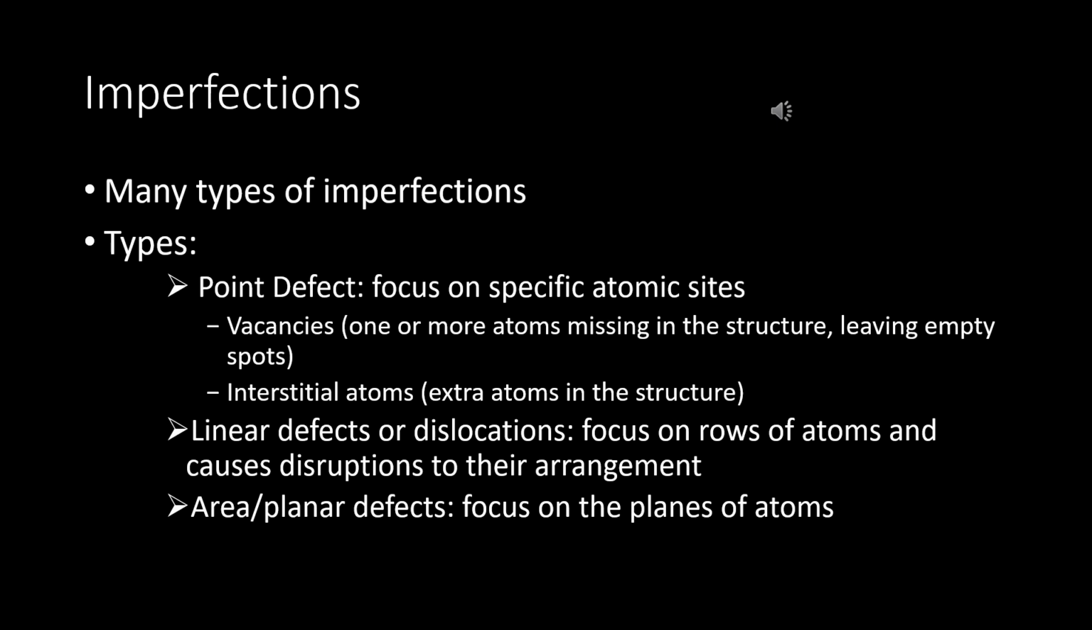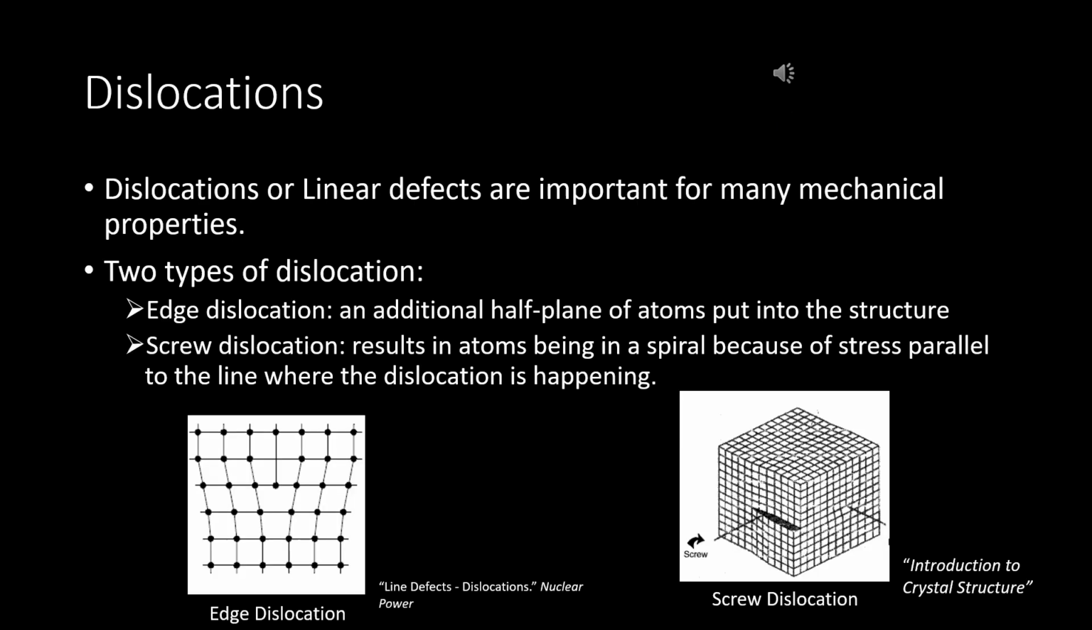Other types of imperfection also include linear defects or dislocations that deal with rows of atoms that cause disruption to the arrangement of the atoms in a structure. Also, area defects, also known as planar defects, which focus on planes of atoms. Dislocations or line defects are an extremely important type of defect that have a great impact on mechanical properties.